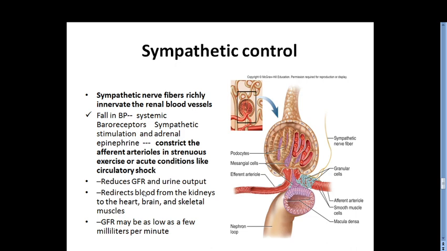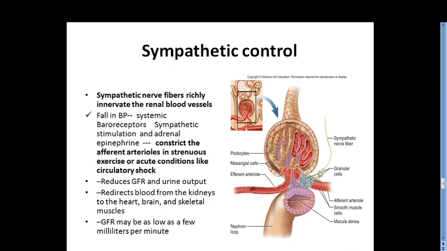Because in that state of low blood pressure, the body tries to maintain the blood flow to important organs like the heart and brain. So that's why there is a reduction in GFR, and it is a regulatory mechanism of the body, and the blood is redirected towards the heart and brain. At that time the GFR may be very low, so low that there may be anuria also.